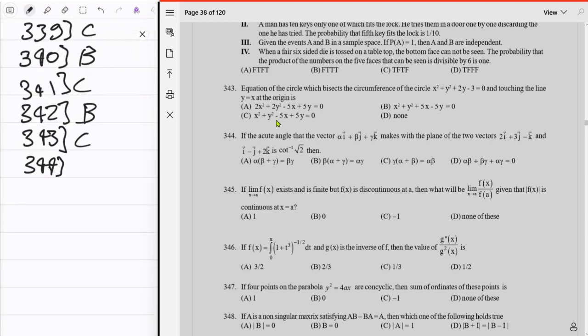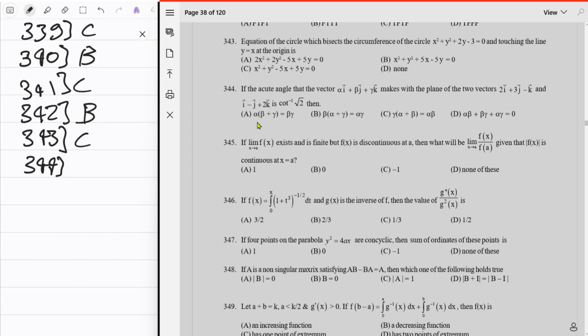Okay, if the acute angle that this vector makes with the plane of the two vectors is cot inverse of square root of 2. Plane of these, अच्छा समझा. Fine. So that's cot inverse of square root of 2, which is like tan inverse of 1 upon square root of 2. ठीक है, फिर tan inverse of square root of 2 is the angle made with the normal of course. Then ठीक है, अपन normal पहले ढूंढ लो.